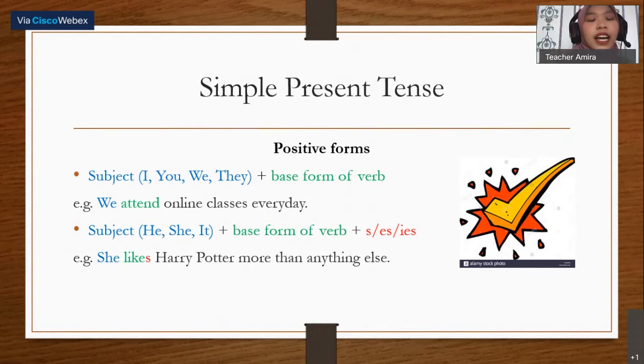The example that we have here is she likes Harry Potter more than anything else. The subject that we have here is she, singular, therefore there should be an S on the verb. She likes Harry Potter more than anything else.